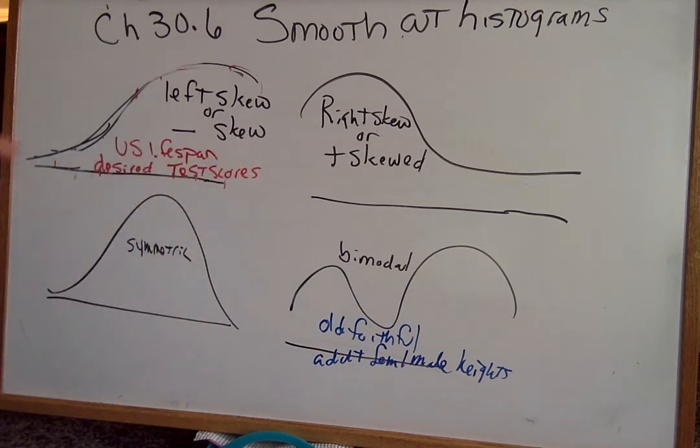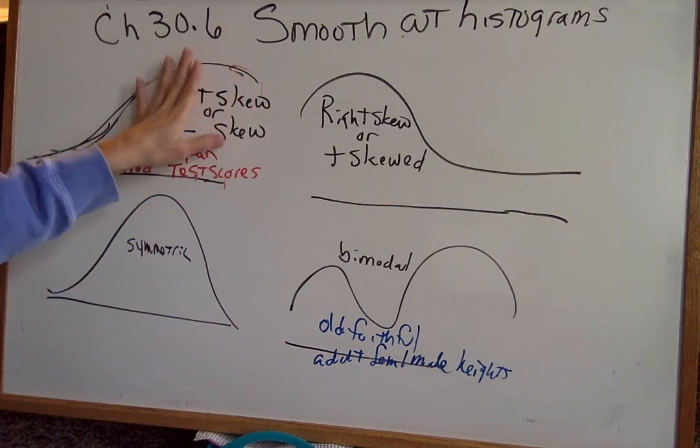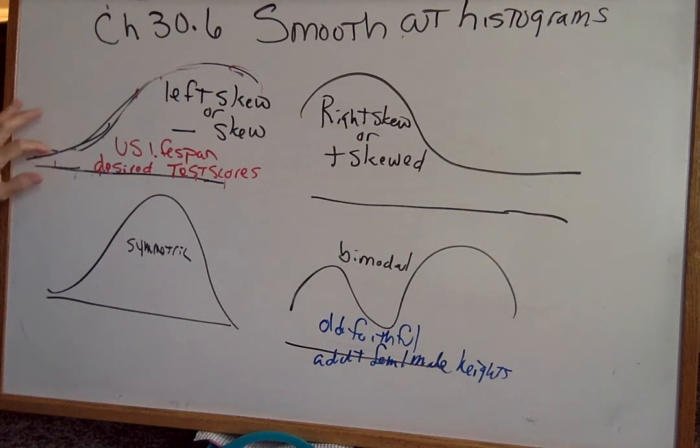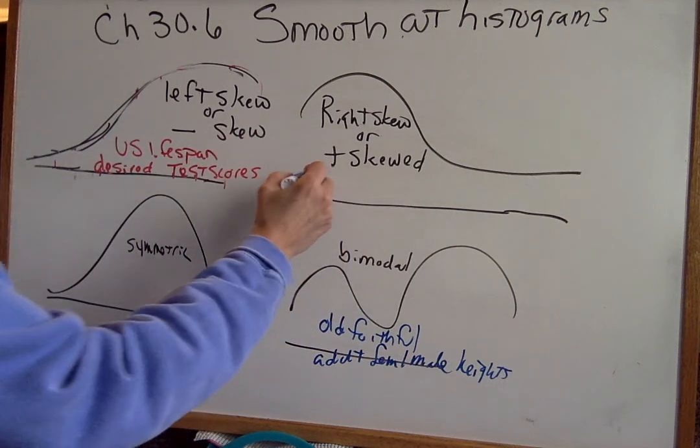How about this? Desired test scores. We all, you and me, we all desire the test scores to be 90s and 80s and 70s, not too many 20s and 30s, right? Right skew. So, well, this is a fact in real life. You probably don't know it.